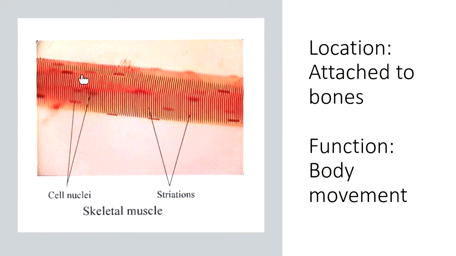So here we are looking at nuclei again in these dots, and these are multiple nuclei in this one type of cell. So this is a dead giveaway. Big striations, multiple nuclei, we're dealing with skeletal muscle. This is found attached to your bones, attached to your skeleton, and it gives us our overall body movement, helps us move around in our environment.